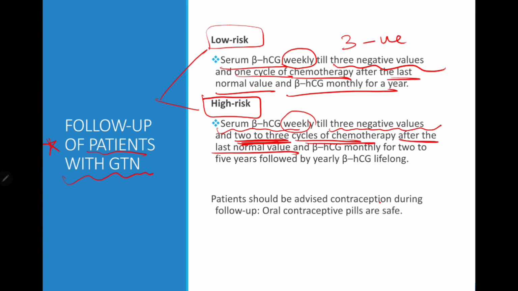See, in low risk patients, after the last normal value of beta HCG, we are going to give only 1 cycle of chemotherapy. But in high risk, after the last normal value of beta HCG, we are going to do 2 to 3 cycles of chemotherapy. In low risk, beta HCG is going to be repeated monthly for a year. Whereas in high risk, beta HCG is monthly for 2 to 5 years. Here in high risk, the sample should be taken monthly for 2 to 5 years.